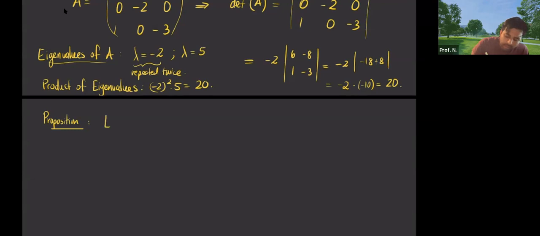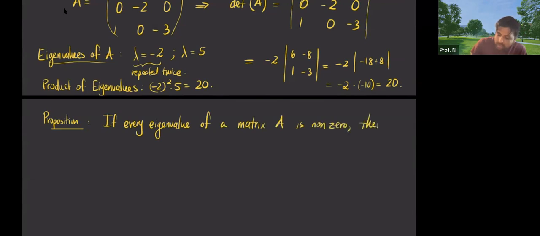Proposition would be that if every eigenvalue of a matrix A is non-zero, then A is invertible. And this also goes the other way, right? If the matrix is invertible, then every eigenvalue must be non-zero.